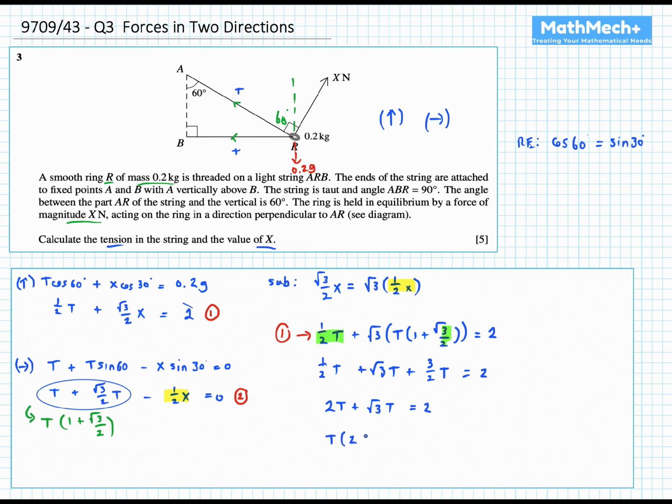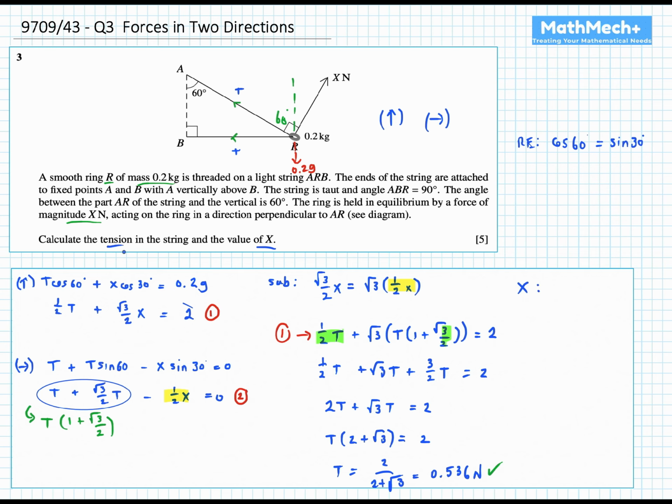T on the outside, and 2 plus root 3 is equal to 2, so T is equal to 2 all over 2 plus root 3. Calculator out for that bit as well to find our force. So the tension, which was T, is 0.536 to 3 significant figures, and of course newtons is the unit for tension and force.